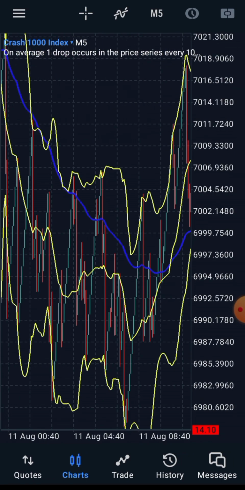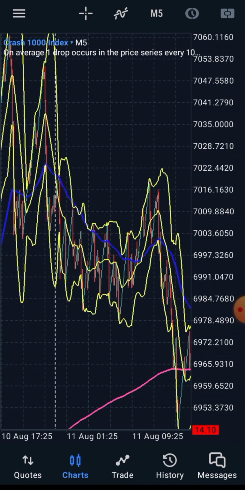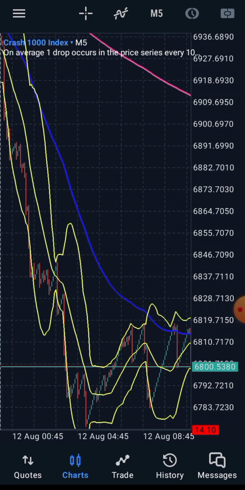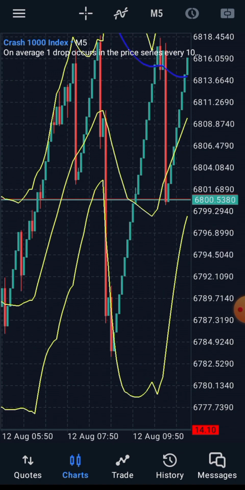So how do you make use of the Bollinger Band? How do you make an entry using the Bollinger Band? Now you have seen that the market is below like this. So what do you do with this thing here?